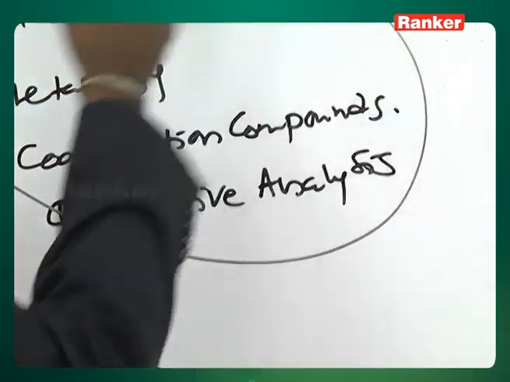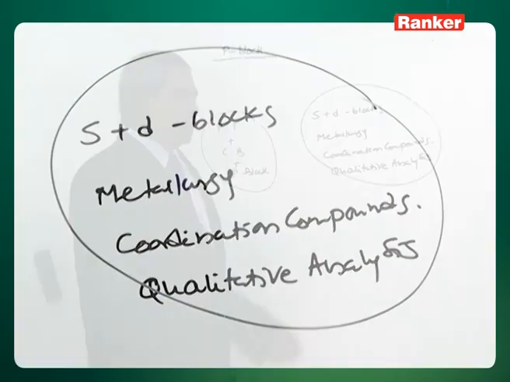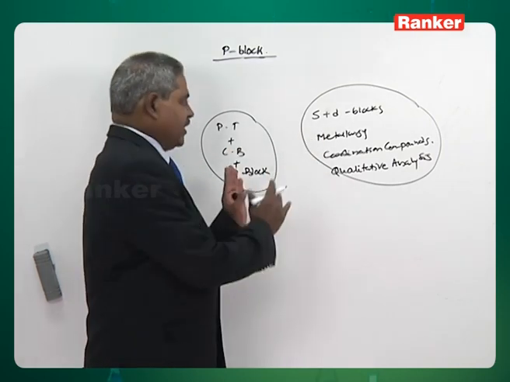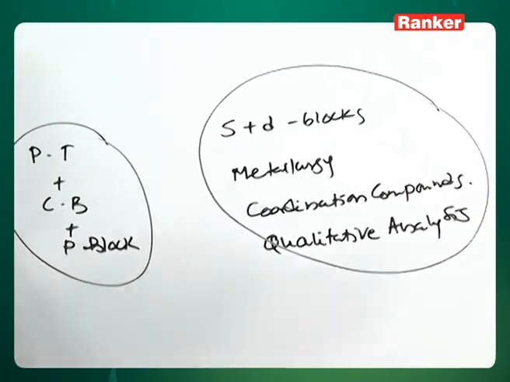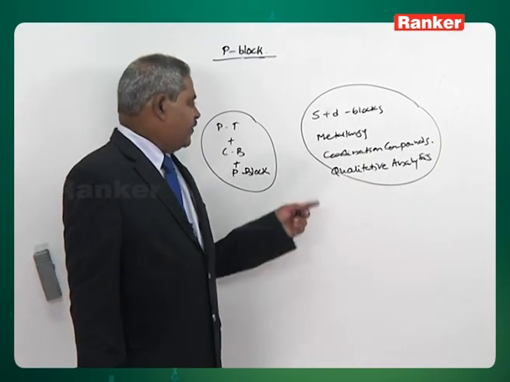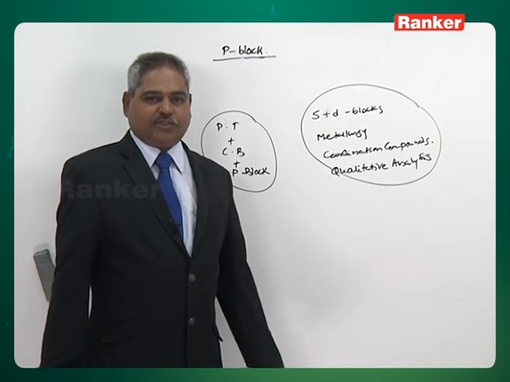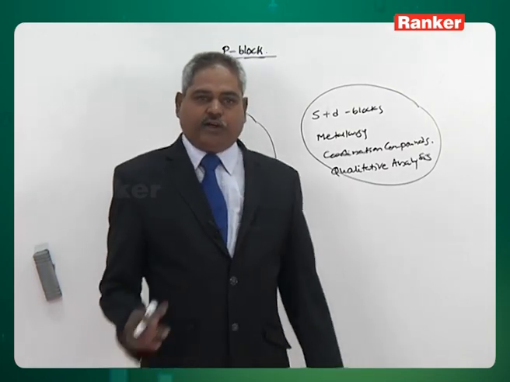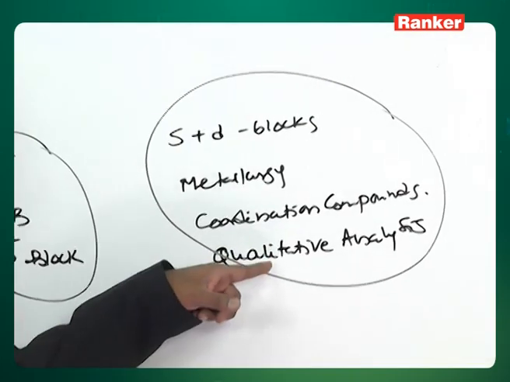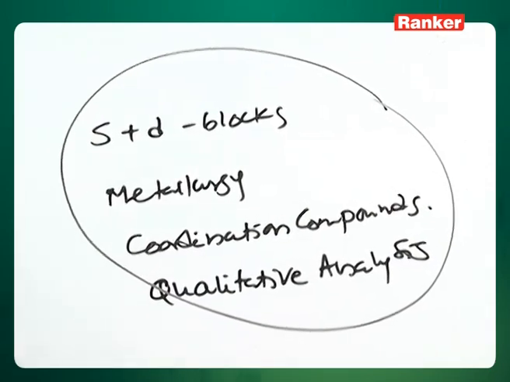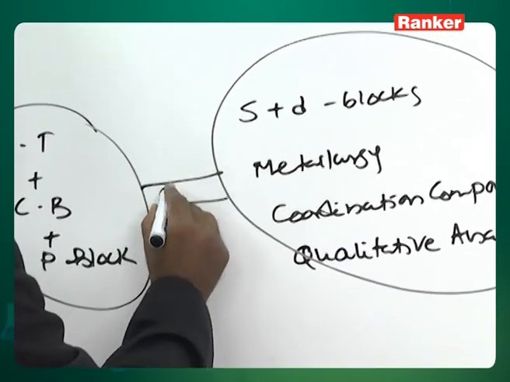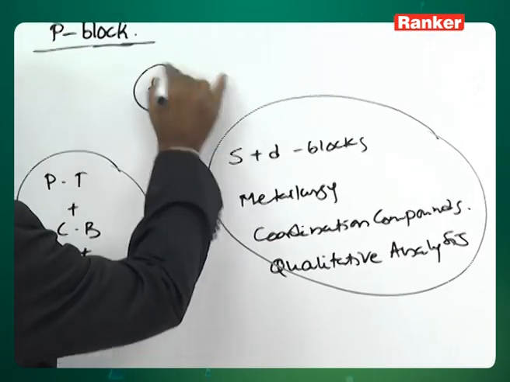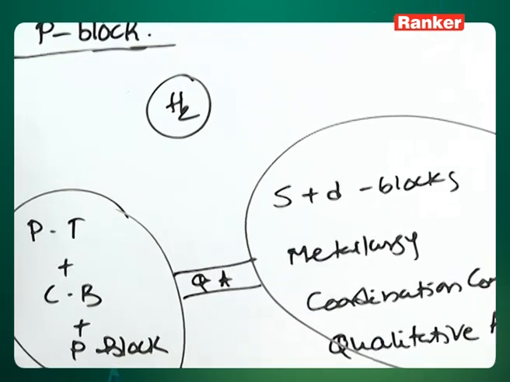Qualitative analysis mostly contains cations which are metals, and anions. So qualitative analysis is a bridge between non-metals and metals, because the cation is a metal, and the anions are mostly formed by sulfate, chloride, etc. Anions are formed by non-metals generally. You find out which cation and which anion. And hydrogen, which is altogether different. This is it.